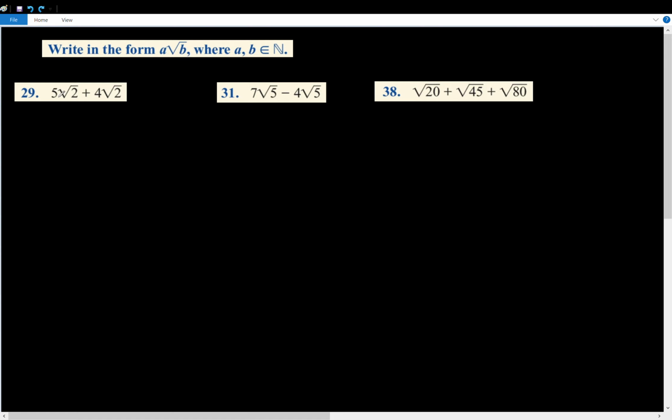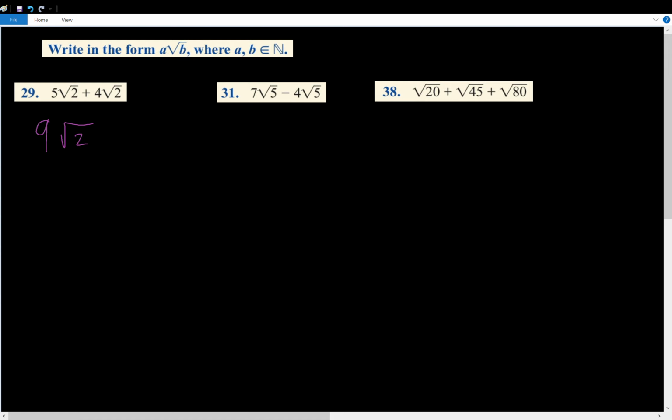We've got 5 root 2 plus 4 root 2. Because we've got the same number underneath the square root sign in each of these, we can just add them together the same way we would as if they were an x or a y or any other variable. So it's just going to be 5 plus 4, which is 9. So the answer is just going to be 9 root 2, like that.